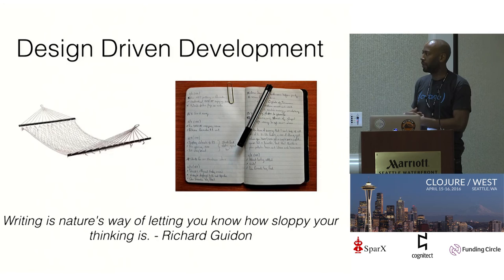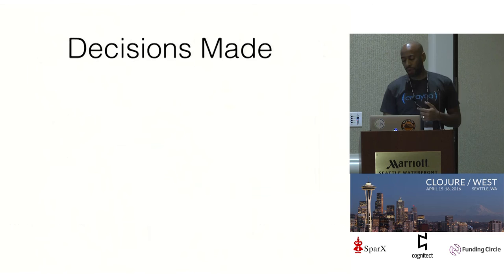So we want to take a step back and really design things, right? So what are some of the decisions we've made? Number one, the UI is a system.